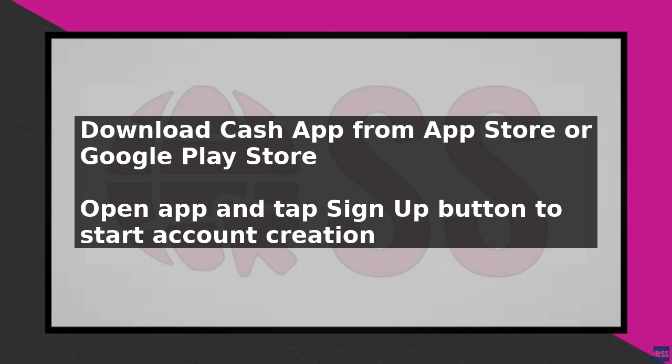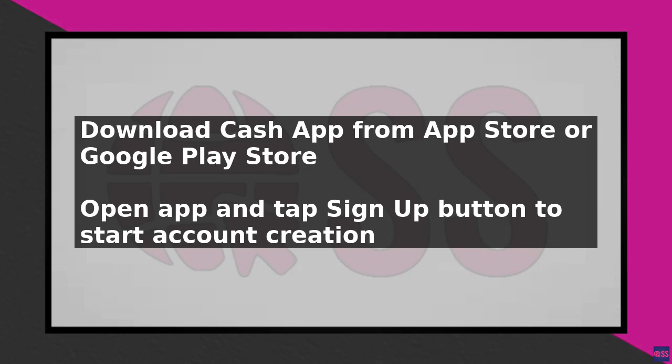Once you have downloaded the app, open it and tap on the Sign Up button. You will be prompted to enter your phone number or email address. Choose the option that is most convenient for you and enter the required information. You will then receive a verification code that you will need to enter to verify your account.